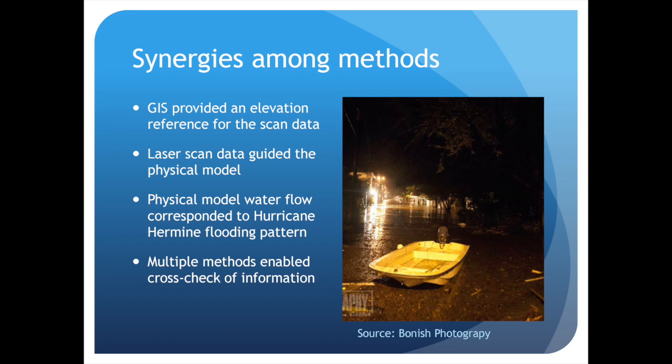Some synergies among the methods. GIS provided the elevation data for the scan data, then the laser scan data guided the 3D model with much more precision, although we didn't really take advantage of all that. The physical model corresponded to the hurricane flooding pattern. And once you have multiple sources of data, obviously we all know that that's a plus, because you could do cross-checking, but it also is a headache to try to put it all together, right?